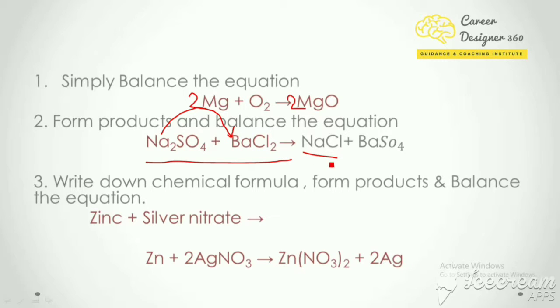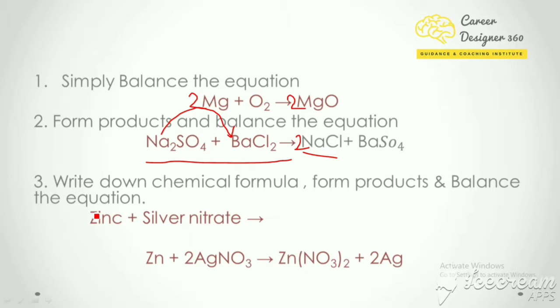Here, once you know the product, you have to then balance the equation, which can be done by adding a stoichiometric constant 2 in front of NaCl, which makes the number of atoms of all the elements the same on both sides.